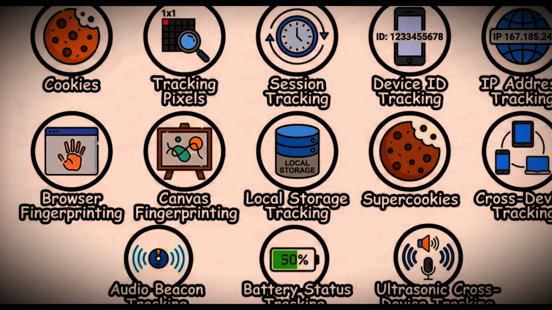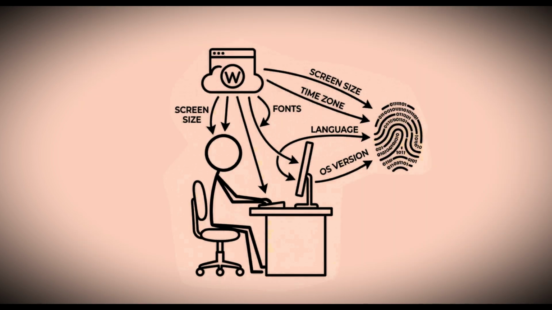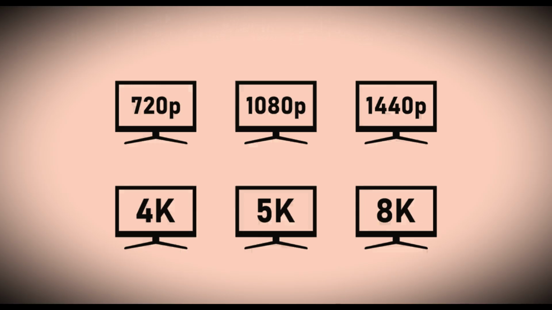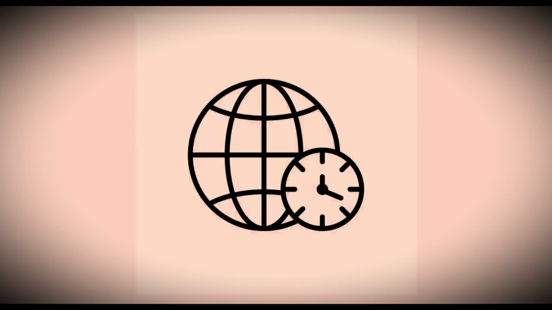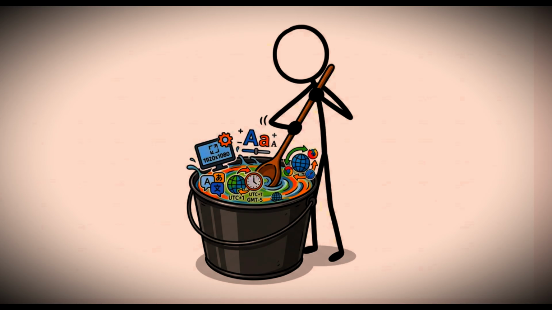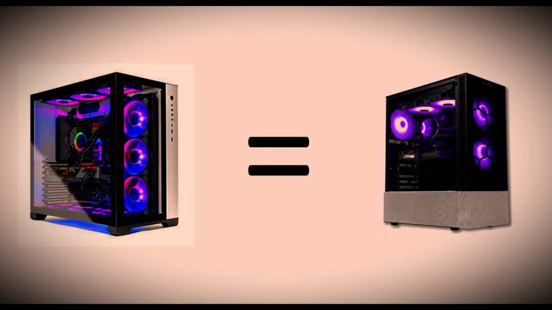Browser fingerprinting. Browser fingerprinting is a more advanced tracking technique that does not rely on cookies at all. Instead, it collects many small pieces of information about your device and browser. This can include details such as screen resolution, installed fonts, browser version, time zone, language settings, and even the type of graphics card in your computer. When all these details are combined together, they can create a unique fingerprint for your device. Because every computer has slightly different configurations, this fingerprint can often identify you even if you delete cookies or use private browsing.